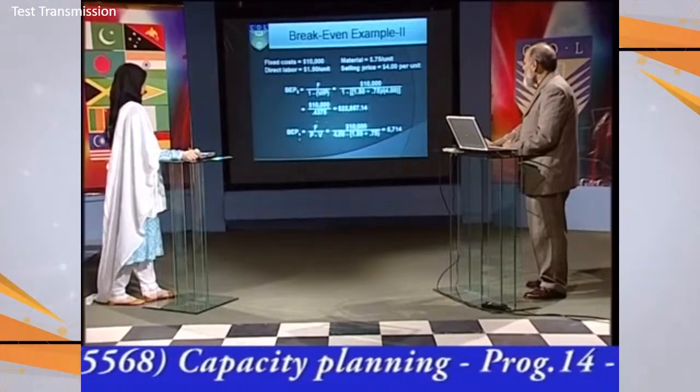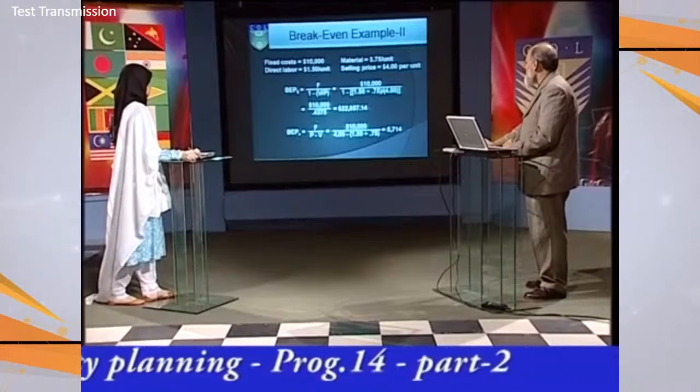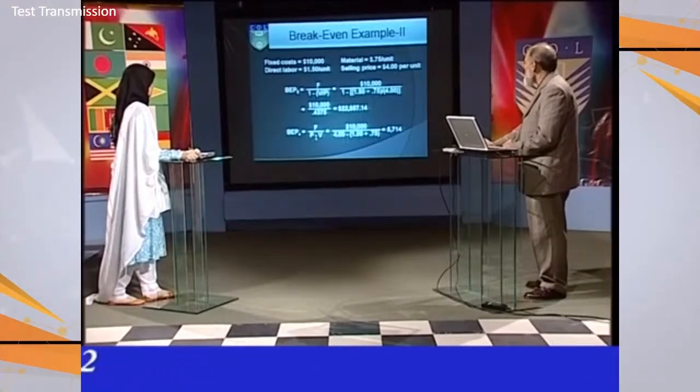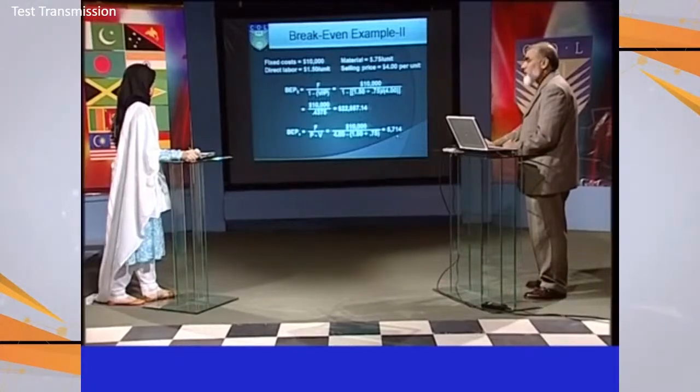Now, break-even point in terms of X, we put it is 5,000. In the other equation, we put the values and we get 5,714 units. This is the break-even point in terms of dollars. This is the break-even point in terms of units.